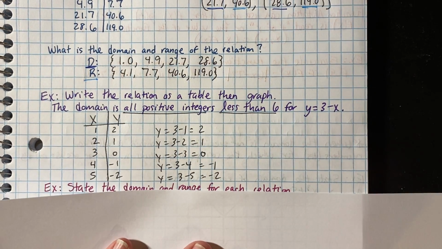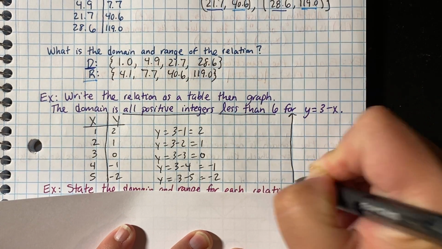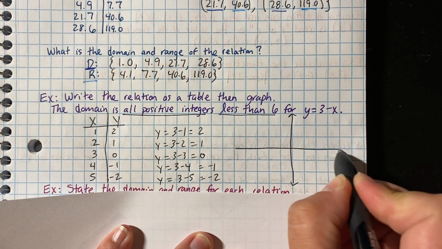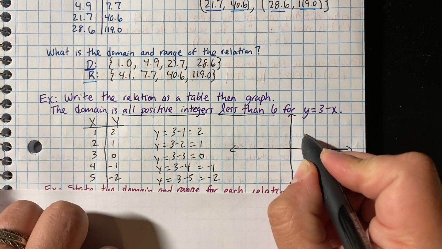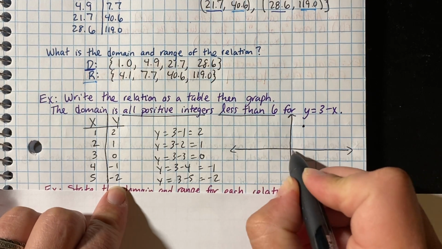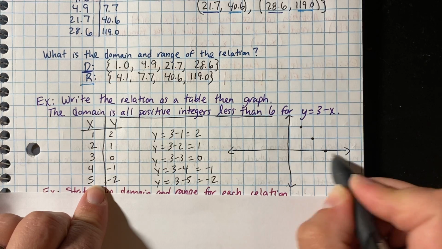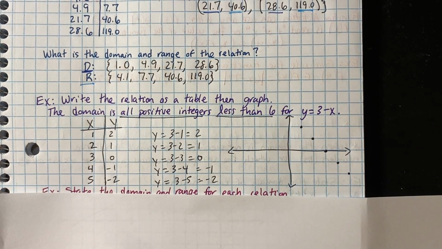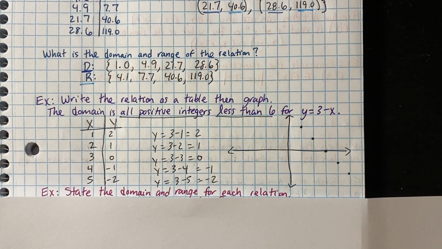All right, so there's my table. So now I'm going to make a graph. Okay, we're just plotting some points here. So I'm going to go over 1 up 2, over 2 up 1, 3, 0, 4, -1, 5, -2. Okay. So there's my table as a graph.